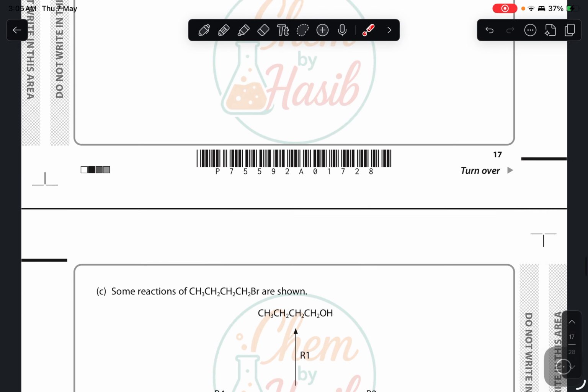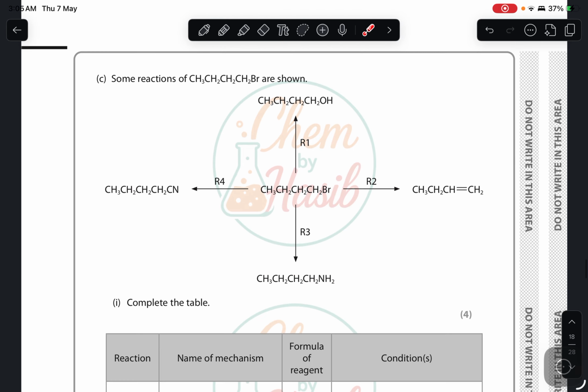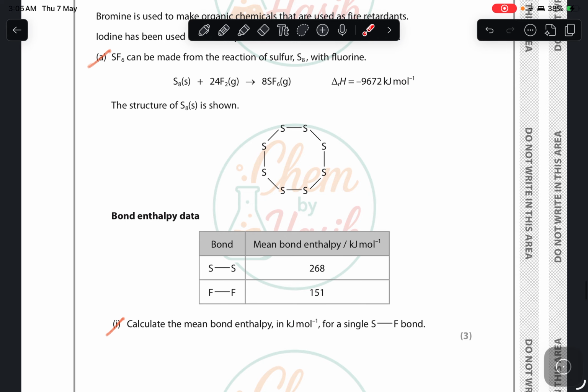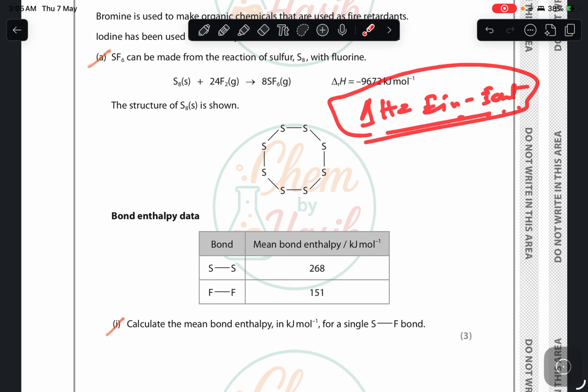Then we move on to the next question, question number 24A. It says you have to calculate the mean bond enthalpy for a single SF bond. SF bond is found in SF6, right? So you have to use this equation and the value of del H to find the bond enthalpy of the SF bond. For this, we'll use the formula del H equals E in minus E out, which is the equation when we are using bond enthalpies or mean bond enthalpies.